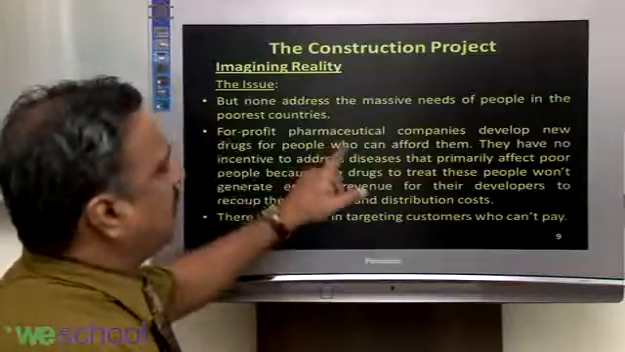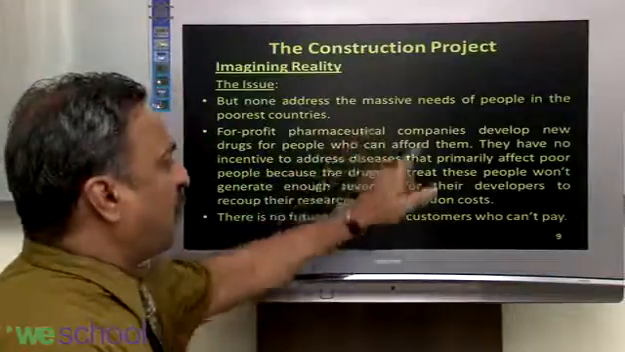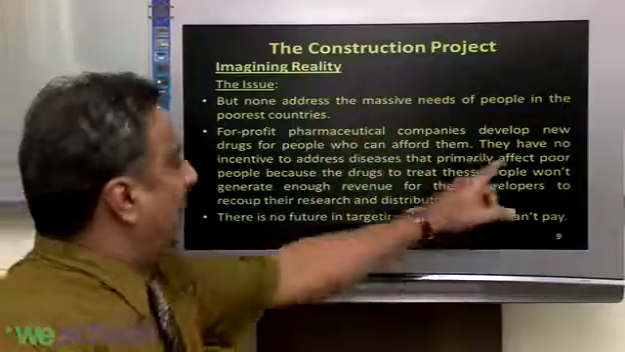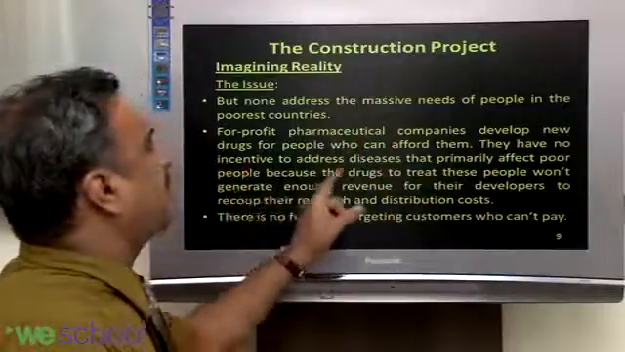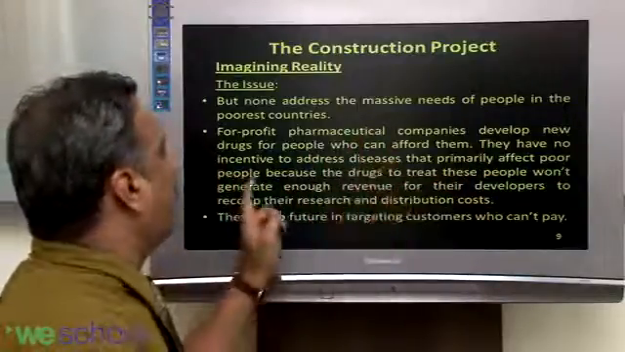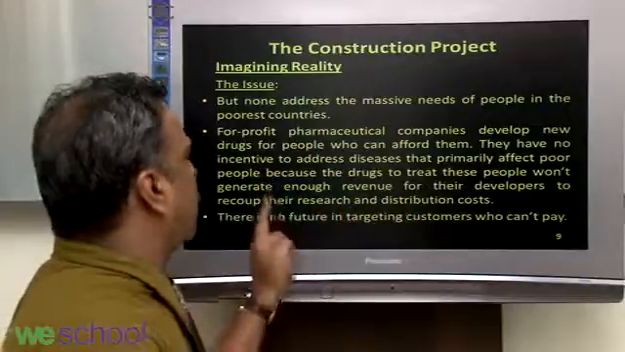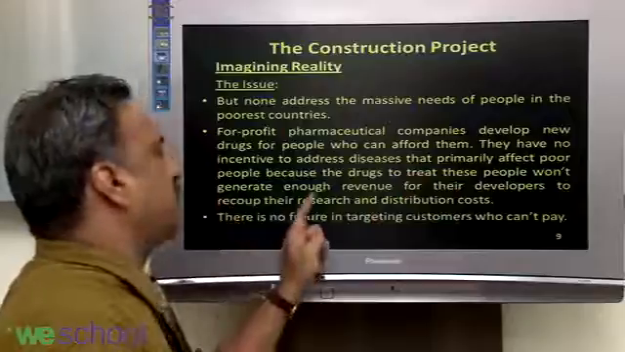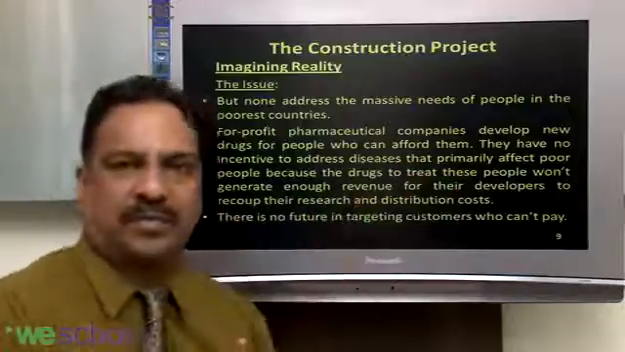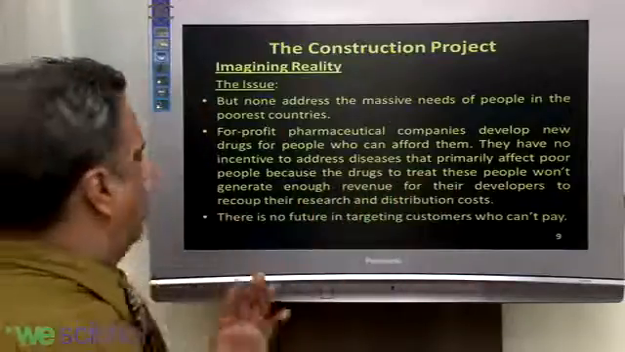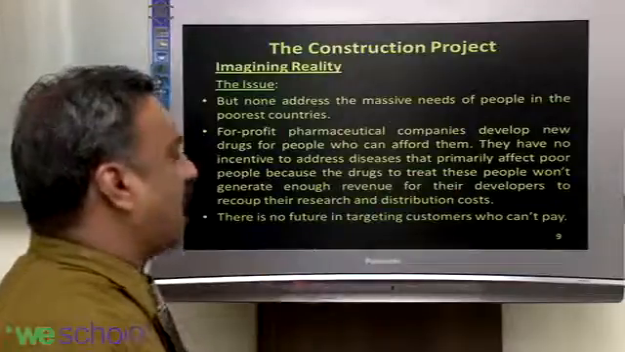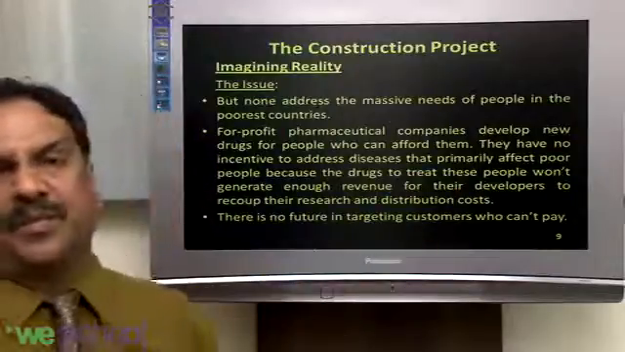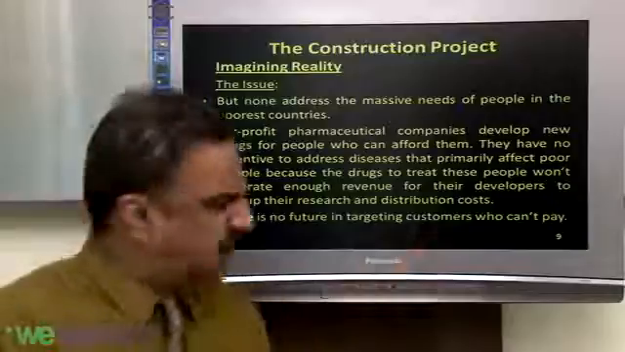For-profit pharmaceutical companies develop new drugs for people who can afford them. They have no incentive to address diseases that primarily affect poor people because the drugs to treat these people won't generate enough revenue for their developers to recoup their research and distribution cost. Common sense, right? There is no future in targeting customers who can't pay. Profit way of looking at it, right?